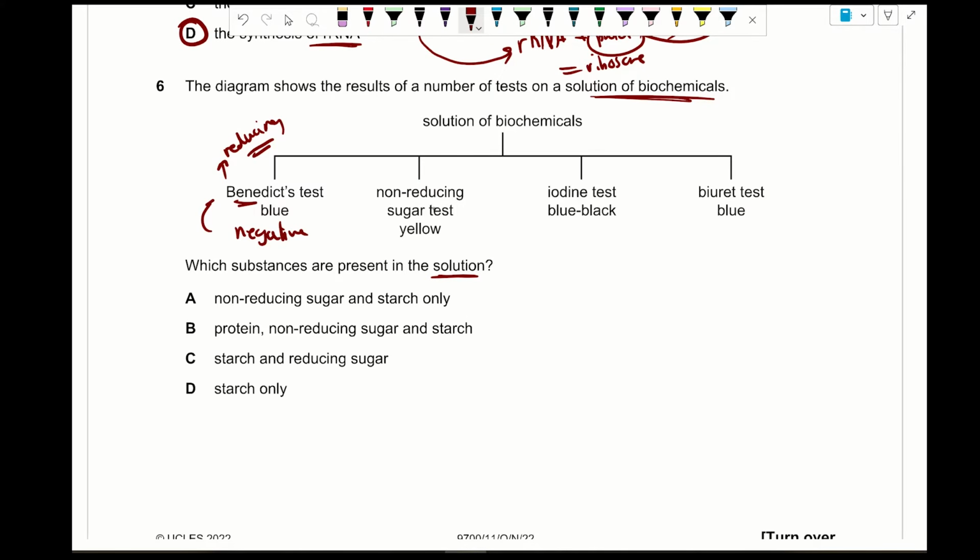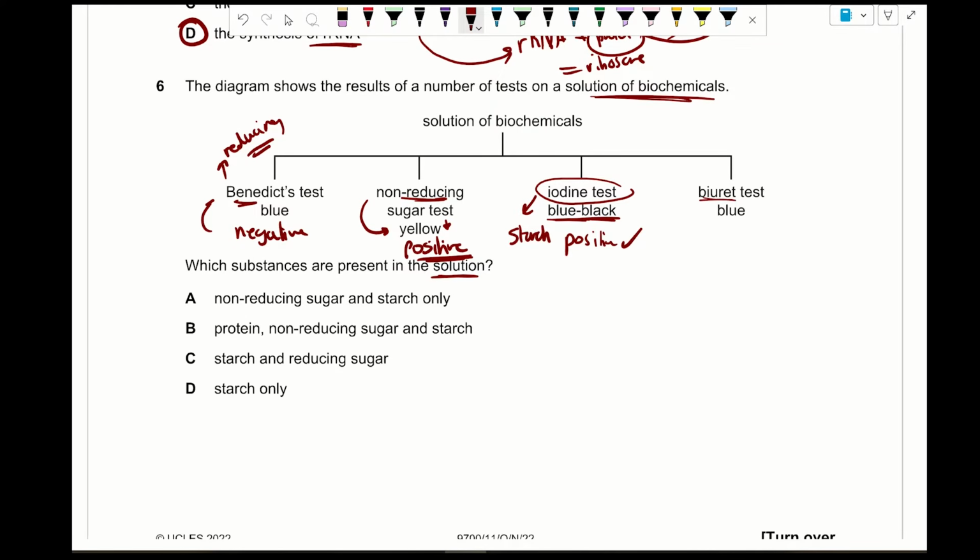Now, non-reducing sugar test is, from its name, used to test for non-reducing sugars. And a positive result would be from blue to brick red or any color along that spectrum. In this case, it's yellow. So this is correct. It does indicate the presence of low concentrations of reducing sugars, but it's still a positive result for non-reducing sugars. Now, iodine test, blue-black. So, an iodine test is used to test for the presence of starch. And a positive result would be from brown, which is the color of iodine, to blue-black. Therefore, it is positive for starch.